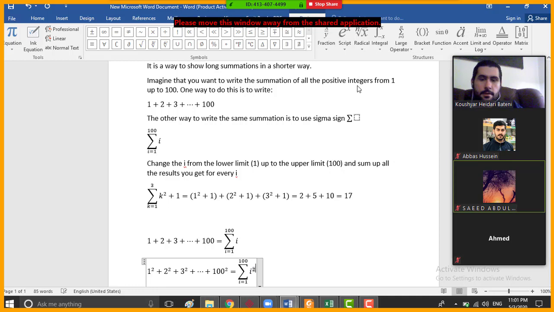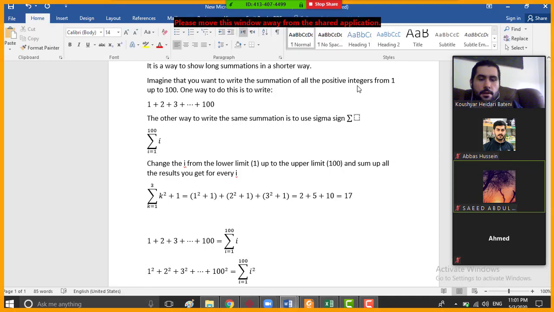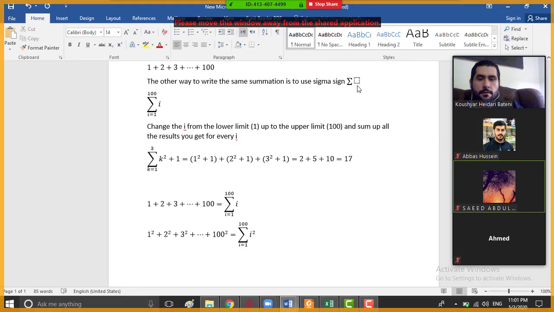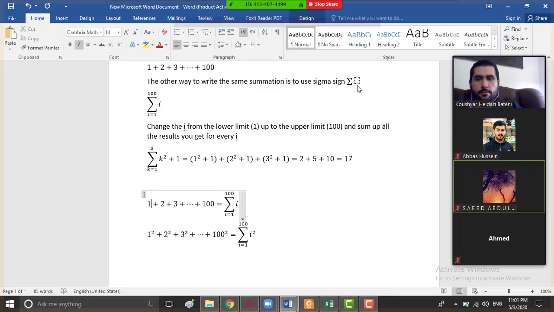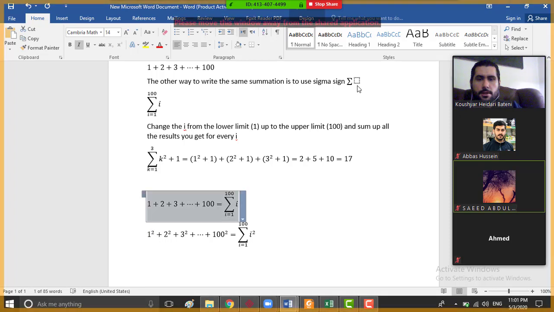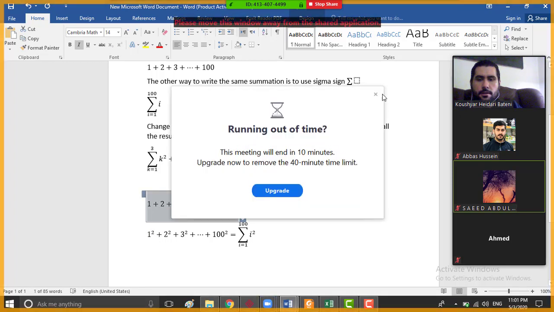Okay. Now, we understood the meaning of sigma. Now, let me give you a couple of formulas that are very famous. The formula is this: the summation of the positive integers.